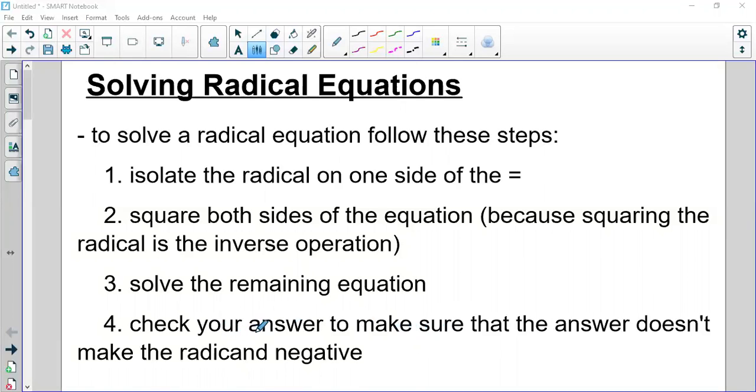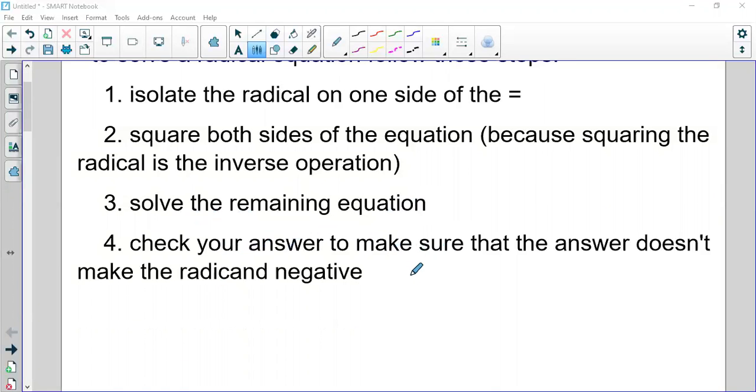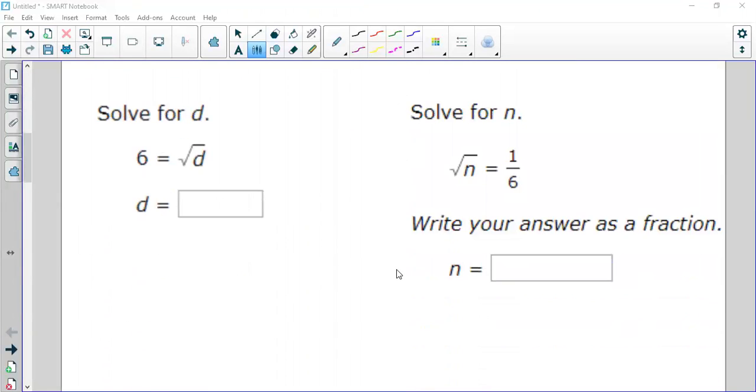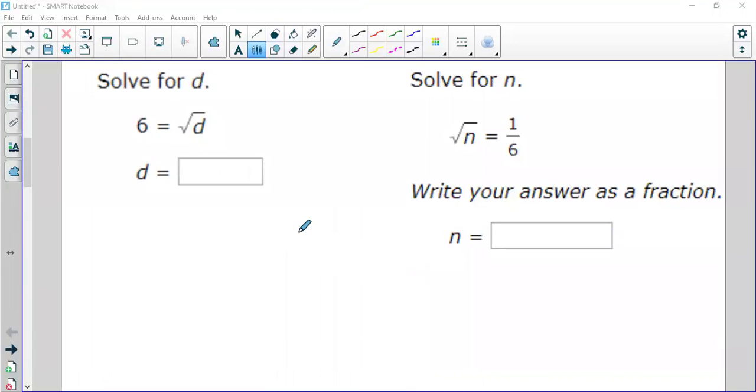In this case, when you work on the skill today, all your answers will be real solutions. You won't have to worry about that. But that is an important step in solving these equations. So let's take a look and see how they go. Got a couple of easy ones to start you.